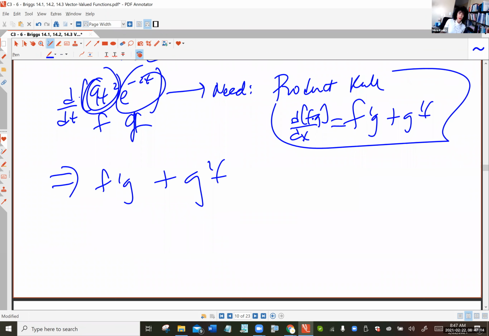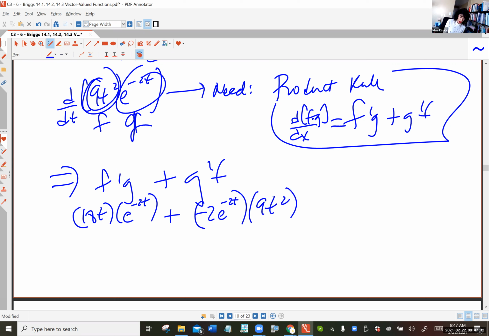So f prime would be the derivative of 9t squared, which is 18t, times g, that's the exponential, e to the negative 2t, plus g prime, that's the derivative of e to the negative 2t, which is negative 2 e to the negative 2t, times your original f, which is 9t squared. Clean this up. I want the 9 and the negative 2 multiplied, and I like polynomial coefficients to go in front of exponentials and trig, just to make it look prettier. You can factor out a common factor, but I'm not going to, just because I don't feel like it, although you can, and I'm okay with it.